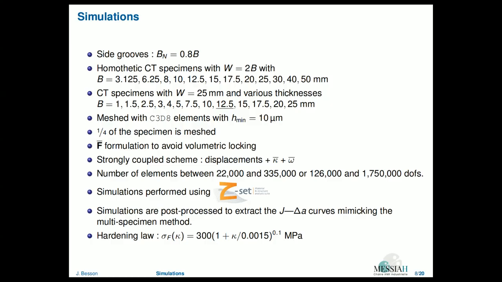And we are going to use different sets of parameters. The number of degrees of freedom goes from 22,000, which is very, very small, to almost 2 million degrees of freedom, which takes much more time to compute.